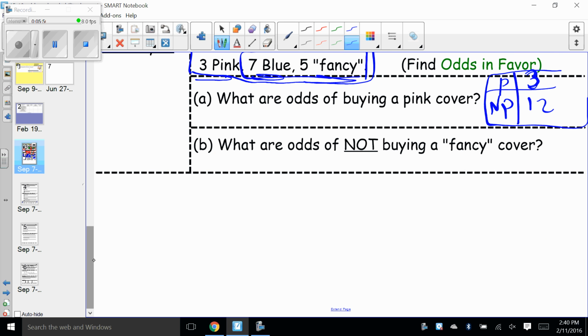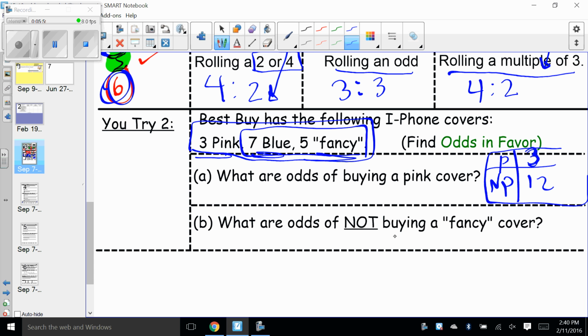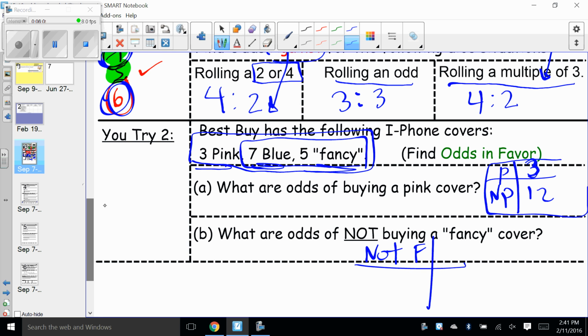Part B. What are the odds of not buying a fancy color? So we're saying not fancy over the option. How many are not fancy? Looking at the not fancies, these two together would be 10, to the fancy 5. So 10 not fancies to 5 fancy would be 10 to 5.